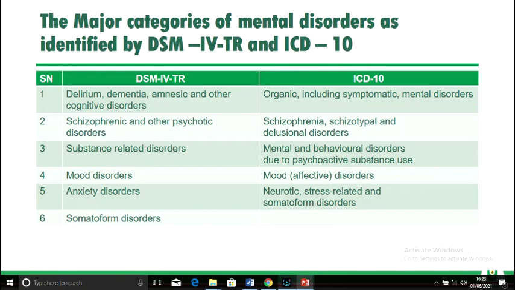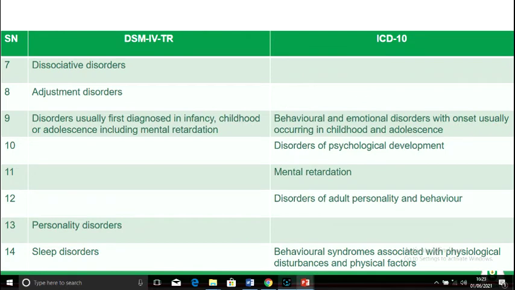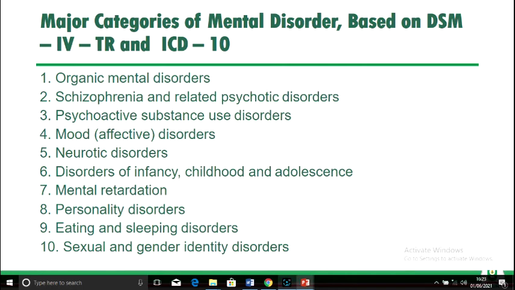When we get to number 7, number 8, from number 6, 7, 8, we discover that it is only DSM that classifies such diseases: dissociative disorder, adjustment disorder. But when you get to 10, 11, 12, it is only ICD that is having entries, whereas for some others, the two of them are well balanced.